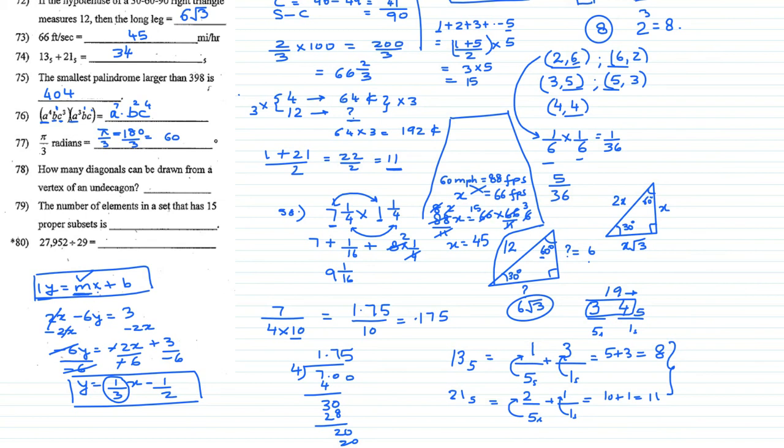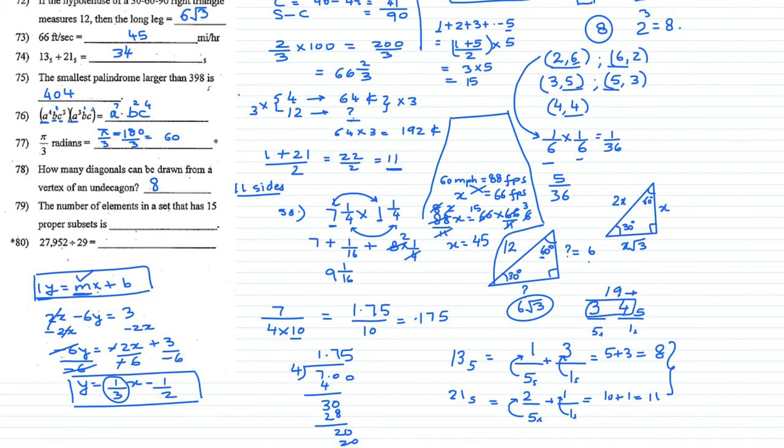Question 78. How many diagonals can be drawn from a vertex of an undecagon. Undecagon has 11 sides. So the number of diagonals that you can draw from a vertex of any polygon with sides n is equal to n minus 3. So in this case, n is equal to 11. So the number of diagonals that we can draw from a vertex will be 11 minus 3, which is 8.